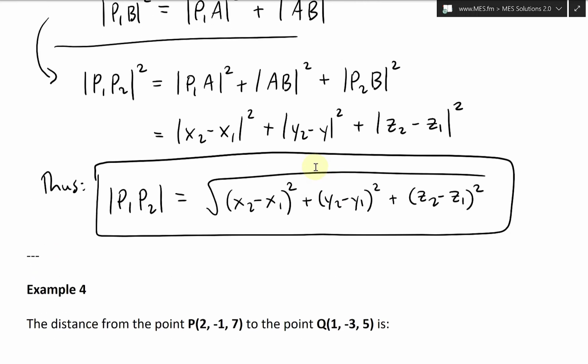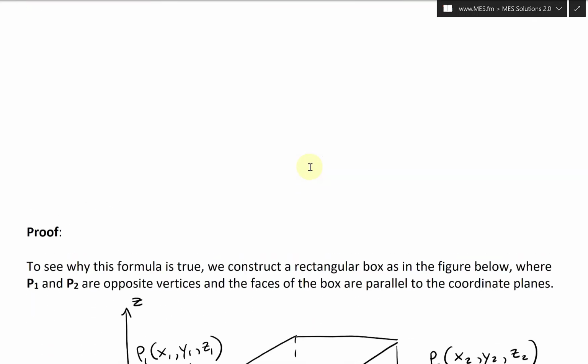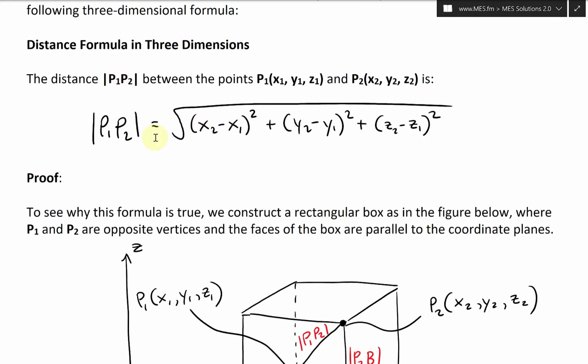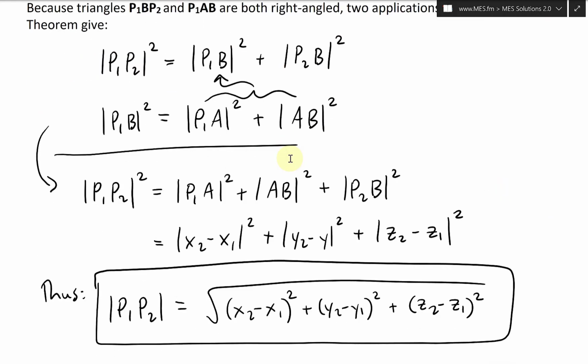Alright, so now let's quickly double check, and if we scroll up here, this is the one we were given. The distance is just x2 minus x1 squared, and then plus the y's and z's, and then all squared. So exactly the same thing as this right here.